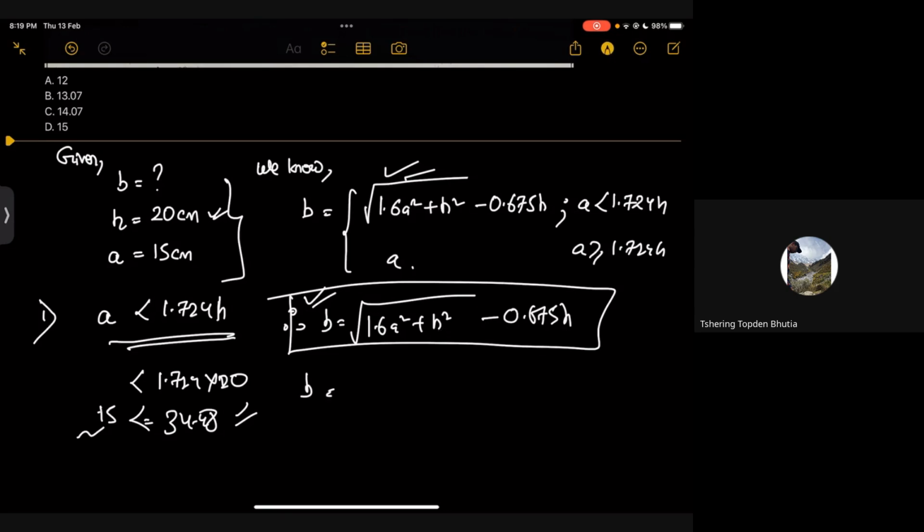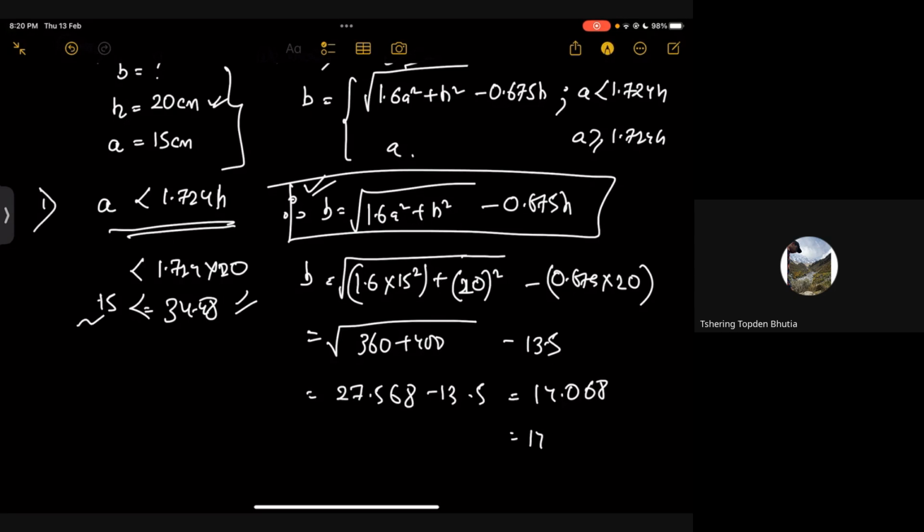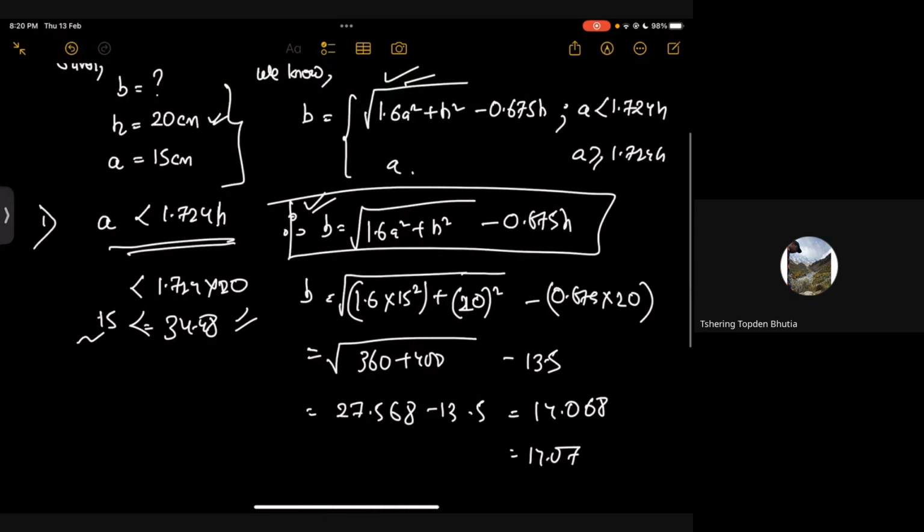So B is equal to root over of 1.6 into a square plus h square minus 0.675 into h. I'll do it in a slightly longer way for you. 1.6 into 15 square gives you 360, plus 400, minus 13.5. That is root over of 760, which is 27.568, minus 13.5, which gives 14.06807. That is option number C, which most of you guys have given me as the correct answer.